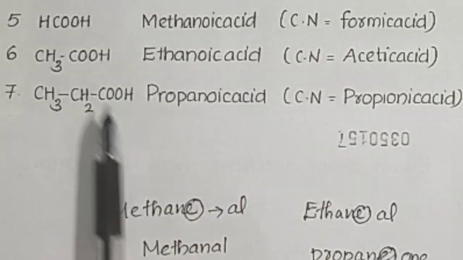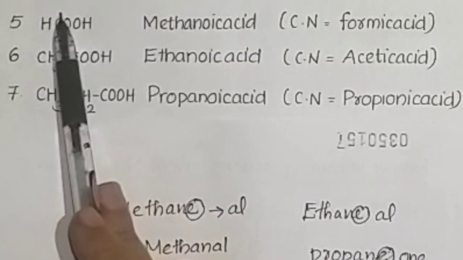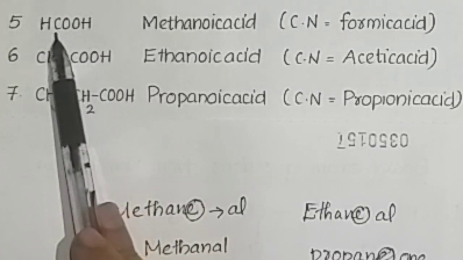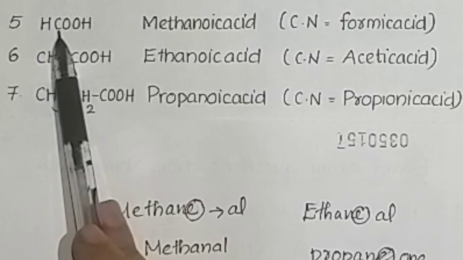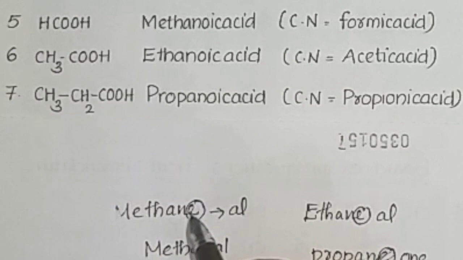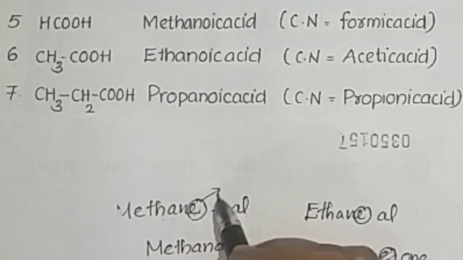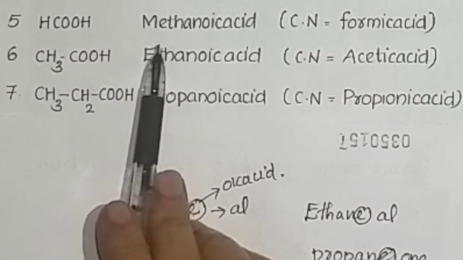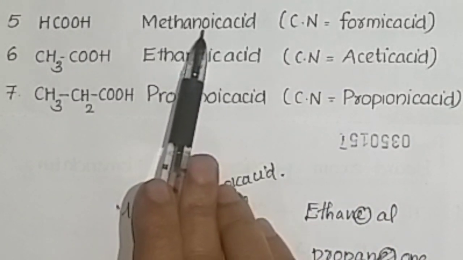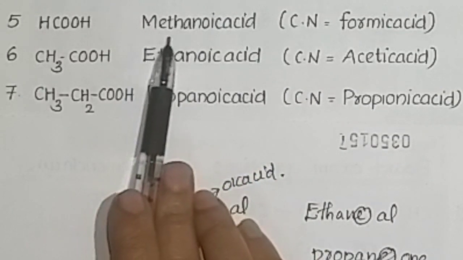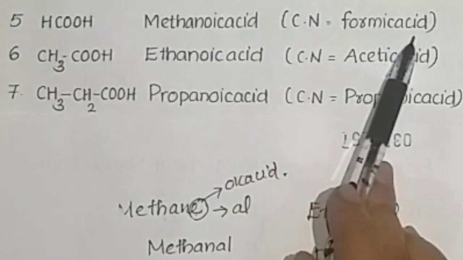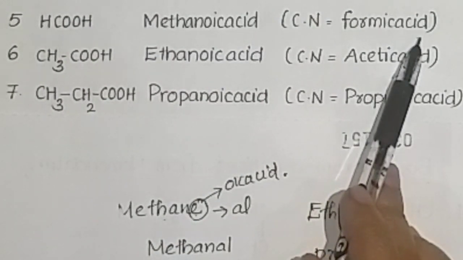Next one, HCOOH. The COOH functional group is the carboxylic acid group. Here, count the number of carbon atoms: only one carbon atom, so the parent is methane. E is replaced by oic acid. It is a carboxylic acid, so E is replaced by oic acid. So we get methanoic acid. Common name is formic acid.